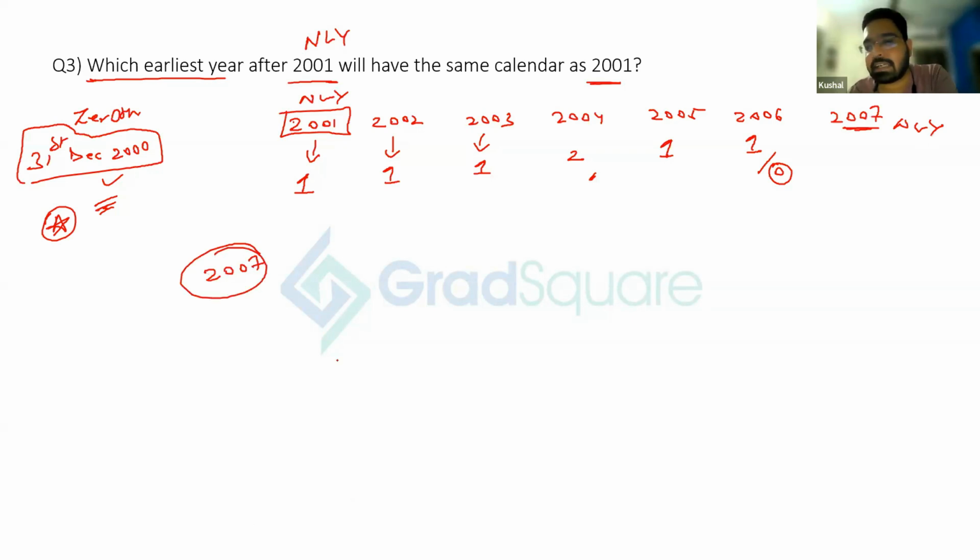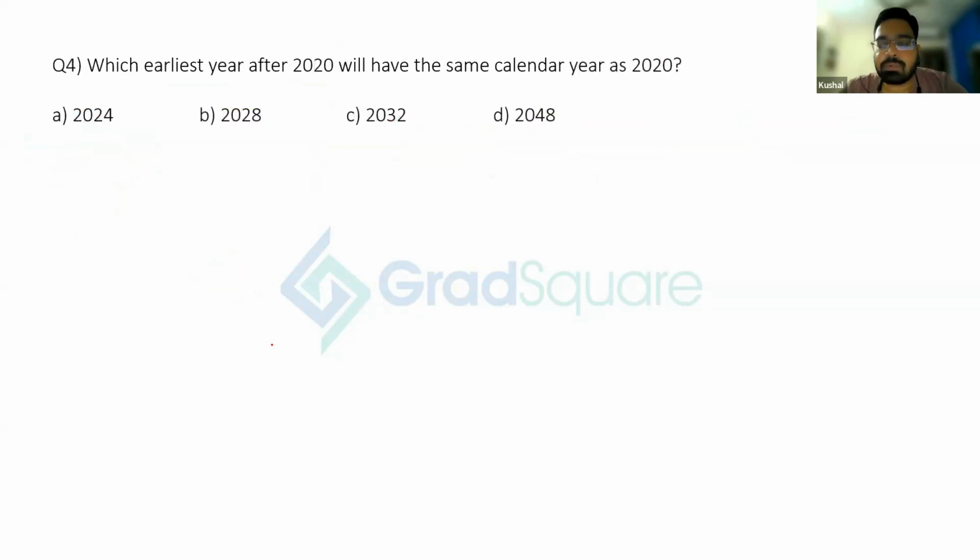Does this make sense? Any doubts, anyone? Let me know. Clear? Okay. Try question number 4. Take your time. Think about it. It's an interesting one, might take a little time.